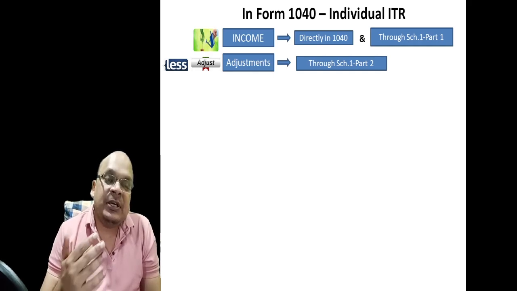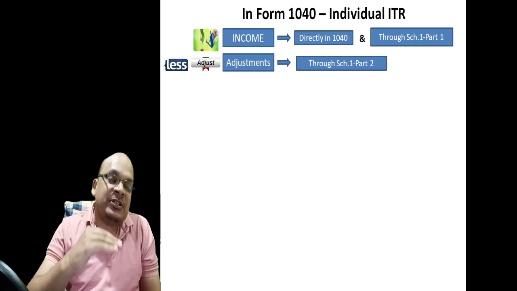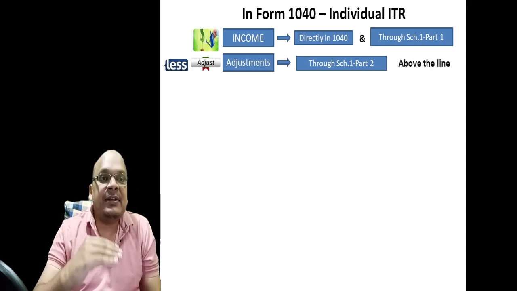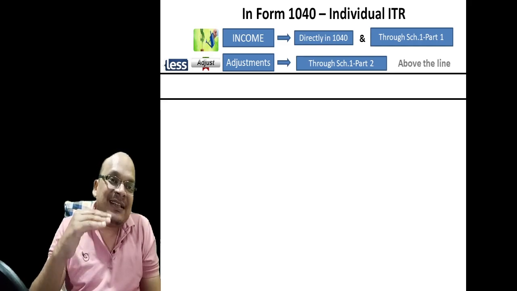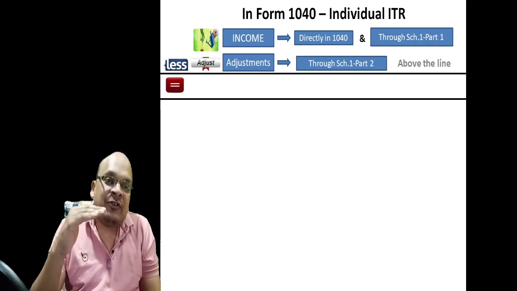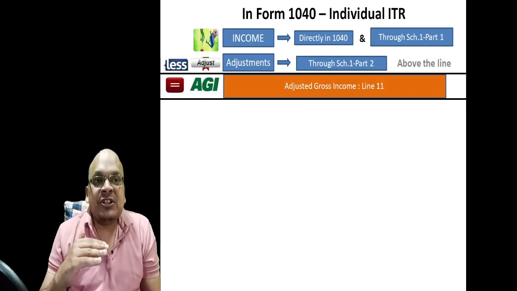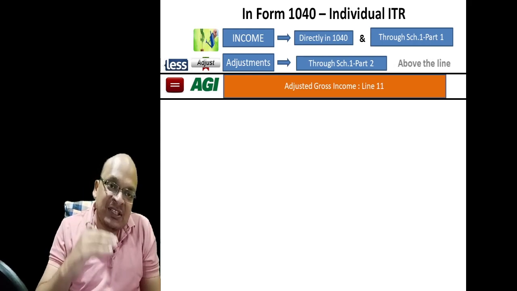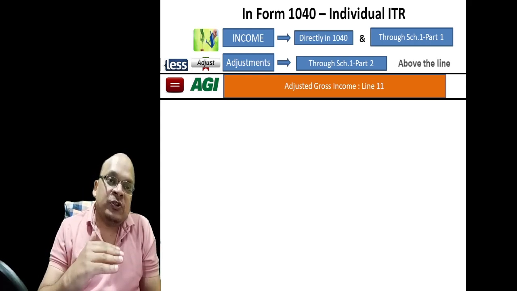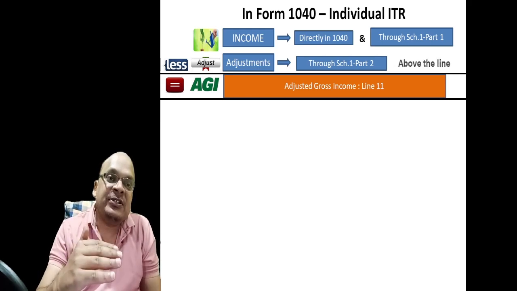To get what? To get the adjusted gross income, the star of the show, right? These adjustments here are known as above the line items, above the line deductions, right? Why? Because what is the line here? If you remember, after these adjustments, what you get is adjusted gross income, AGI, which is presented at line 11 of Form 1040. And this is the line, right? Because the adjustments are shown above this item, they are known as above the line adjustments.